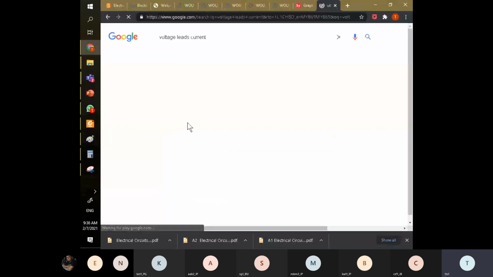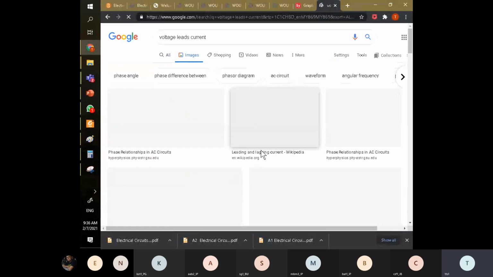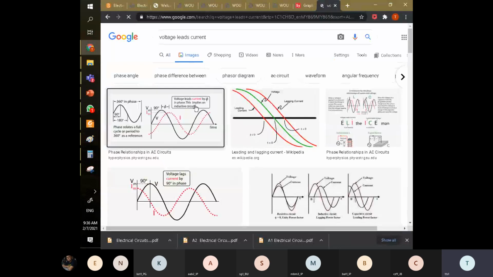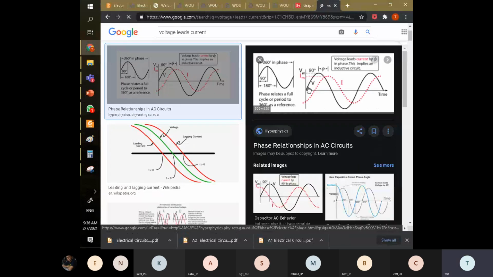Let's see the voltage leads the current waveform. You see the voltage is the one on the left hand side. The current, represented by this dotted line, is on the right hand side. Then we say that voltage leads the current. Okay, voltage leads the current. And then plus is to the left hand side.